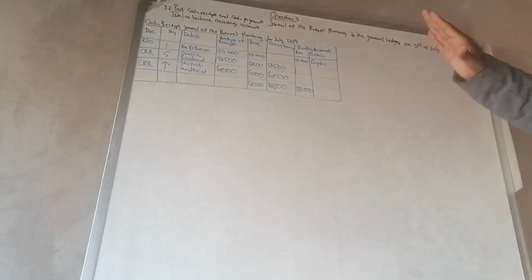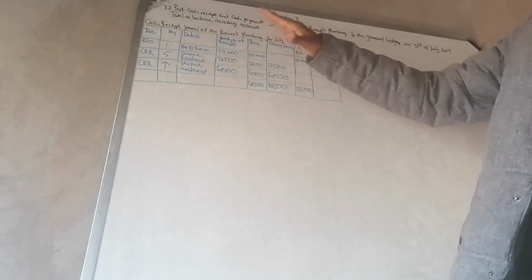That is the cash receipt journal of Mr. Brown. Now we write the cash payment journal of Mr. Brown.